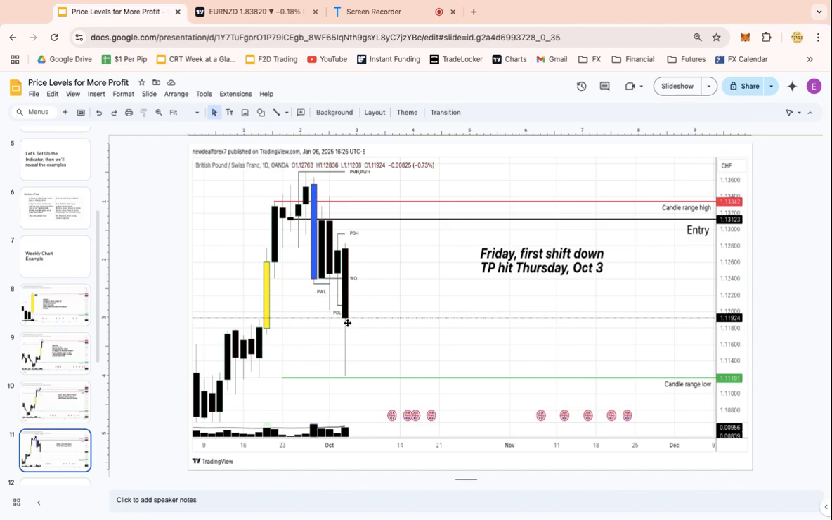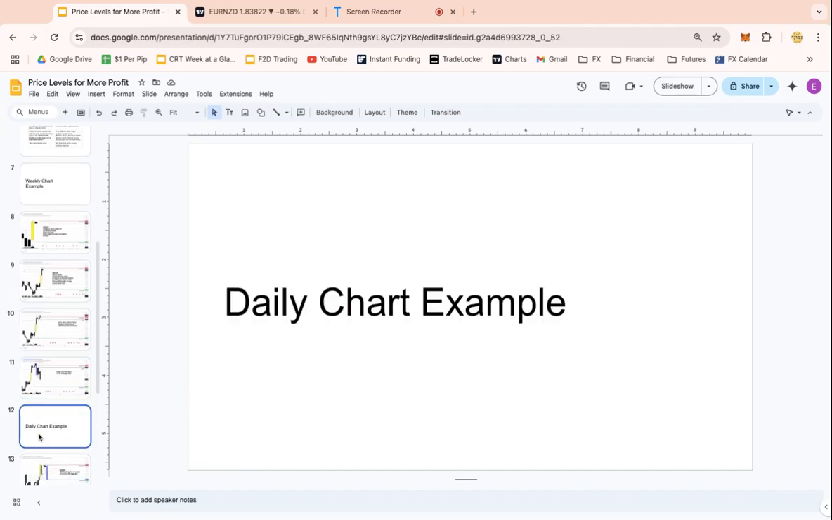Even if the day ended like this and you get out around the middle of the range, that's better than being stopped out. All right. So take profit though, it hit October 3rd. And then here's a daily chart example.